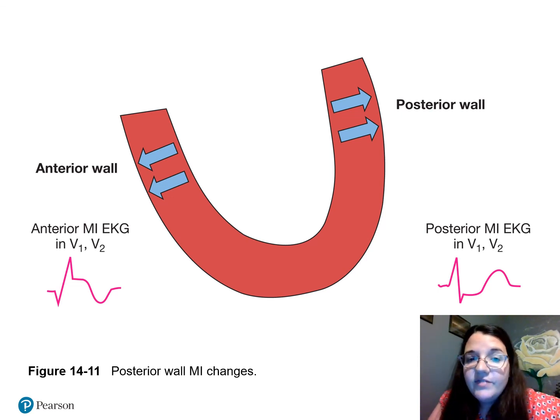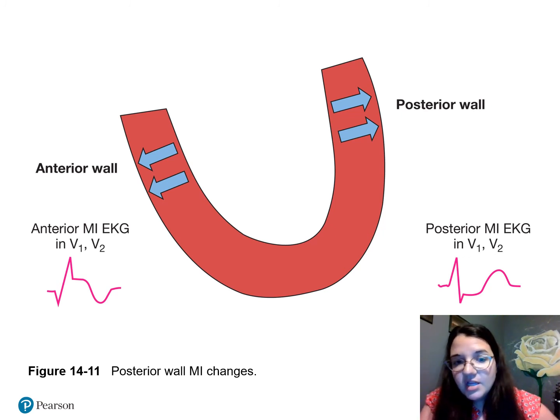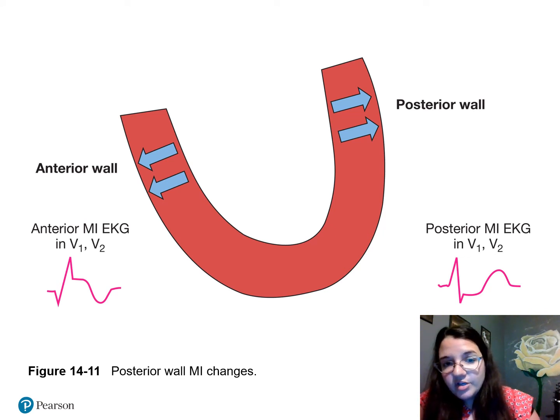It's going to be V1 and V2. And again, how do you look at that posterior wall? We have to look through the anterior wall, which is what leads V1 and V2. Look at your rhythms, what we're looking at here.